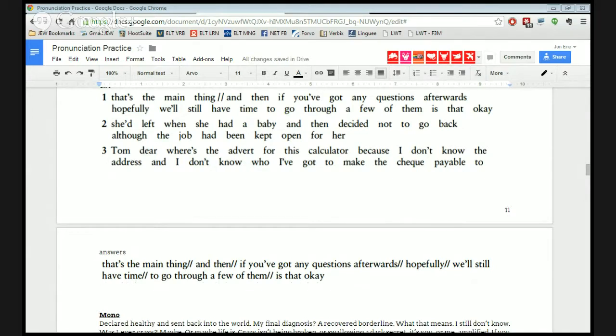Okay. She left. Wait, hold on a second. Do I want to say it like that? She left. I gotta figure out how I want to say this. One second. She left when she had a baby, and then decided not to go back, although the job had been kept open for her. Let me try it again a little bit more smoothly. She left when she had a baby, and then decided not to go back, although the job had been kept open for her. So the second time was a little bit better.